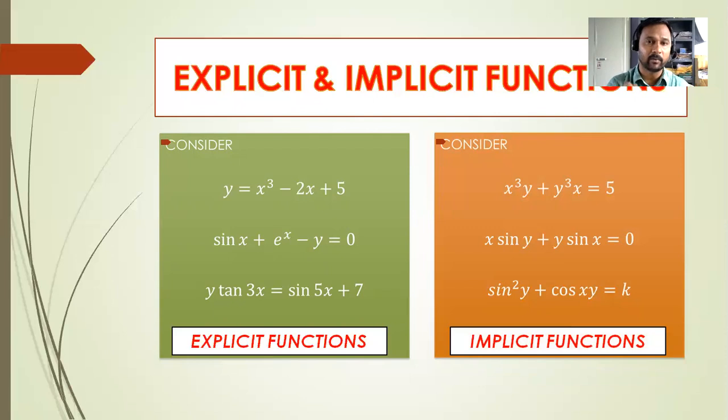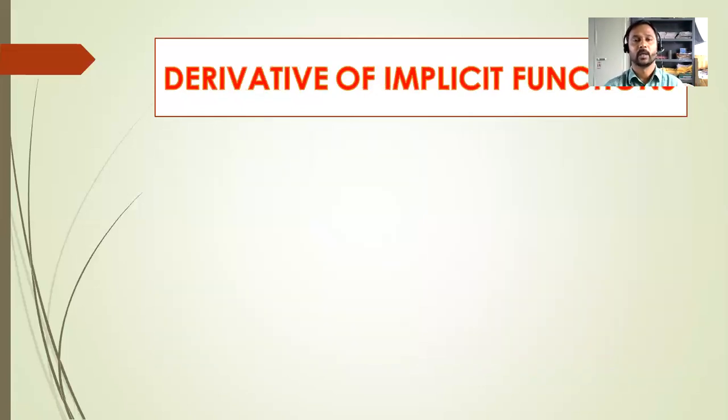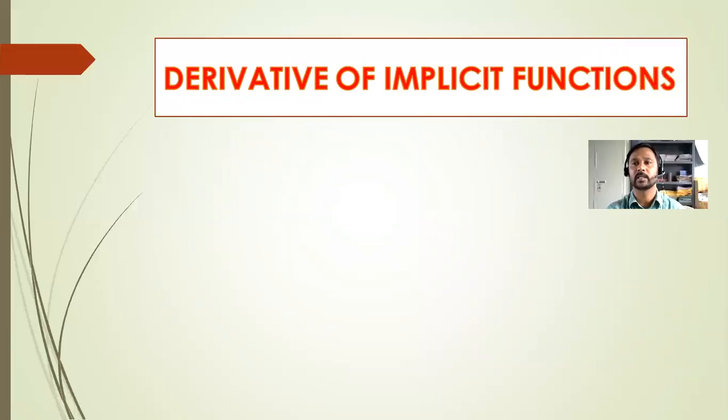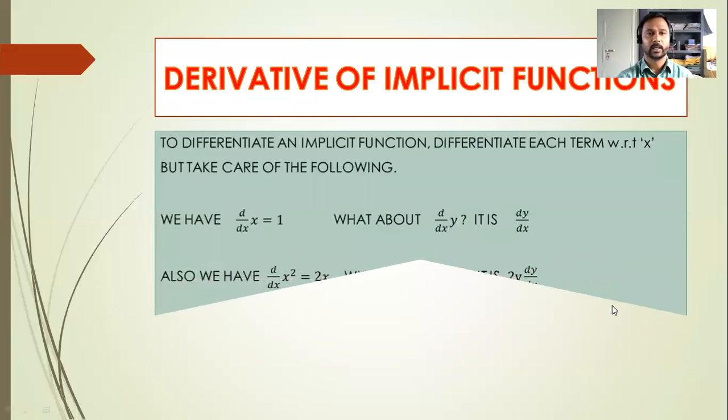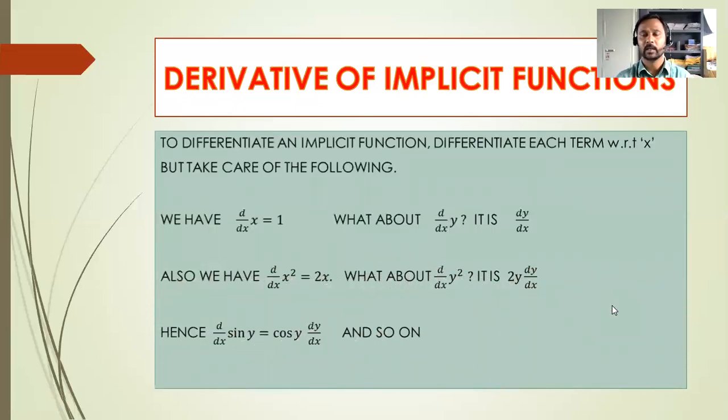So let us be aware of the meaning of explicit and implicit functions. A function in which variables can be separated to both sides of equality is explicit, and where we cannot separate them, it is an implicit function. Let us see how to find the derivative of implicit functions, how to differentiate implicit functions. To differentiate an implicit function, differentiate each term with respect to x, but take care of the following. These are the main things in differentiating implicit functions.